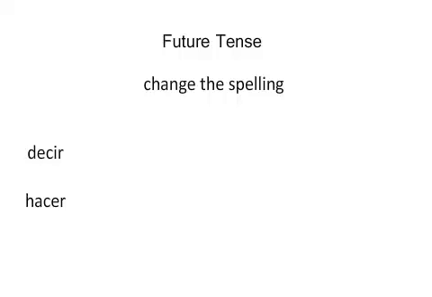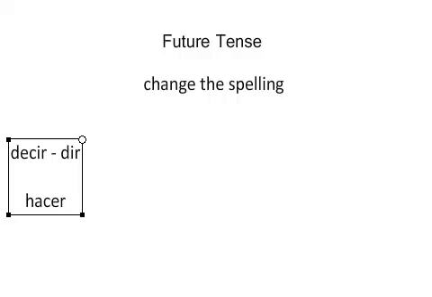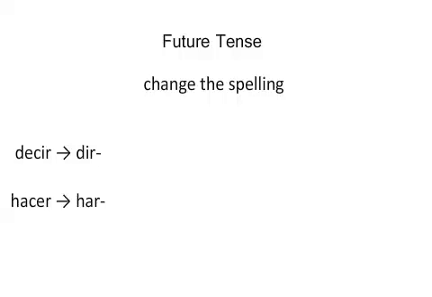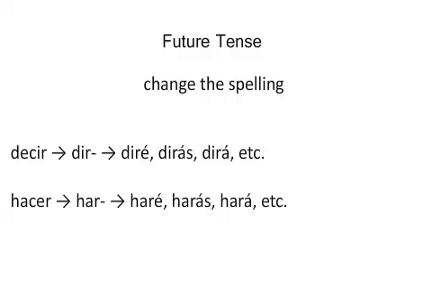Change the spelling verbs aren't quite as simple. Here we have a couple of examples, decir and hacer. For these, we have to actually change the root, or the stem. So decir gets the stem dir. Hacer gets a similar stem, har. And then we add our standard endings. That then gives us diré, dirás, dirá, and so forth, as well as haré, harás, hará, haremos, and so on.